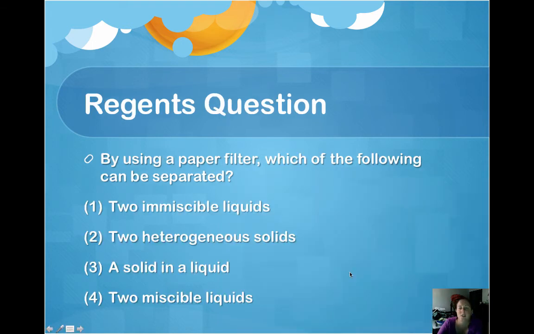Some examples of Regents questions. By using a paper filter, which of the following can be separated? Let's think about where a filter would be useful, for what type of mixture. Two immiscible liquids? Remember, immiscible means that they do not mix together, like oil and water. Two heterogeneous solids? A solid and a liquid? Or two miscible liquids, which means liquids that blend together? Which one would the filter be used for? This would be used for the solid and a liquid, like sand and water.